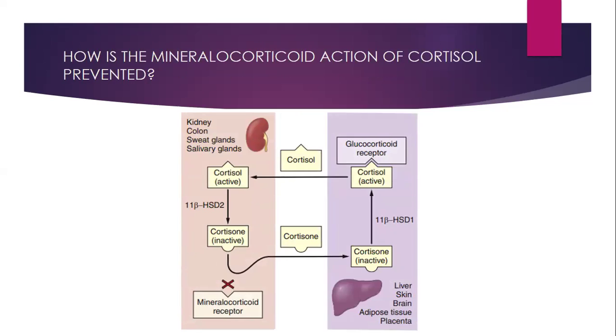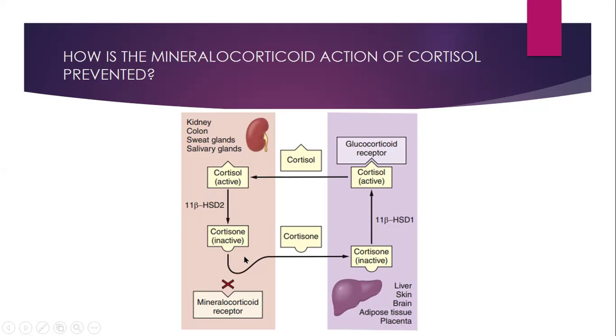So this is trying to show us how the body prevents cortisol from being a mineralocorticoid. At the kidney, colon, sweat, and salivary gland level, we always have cortisol, the active form, being converted to cortisone, which is inactive. The enzyme used is called 11-beta hydroxysteroid dehydrogenase type 2. Though cortisone has weak mineralocorticoid activity, it can't bind to the mineralocorticoid receptor. So by converting cortisol to cortisone, you prevent it from acting like a mineralocorticoid.